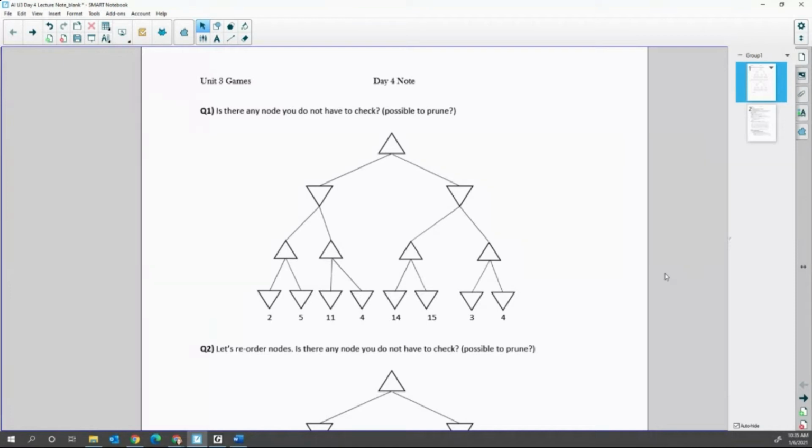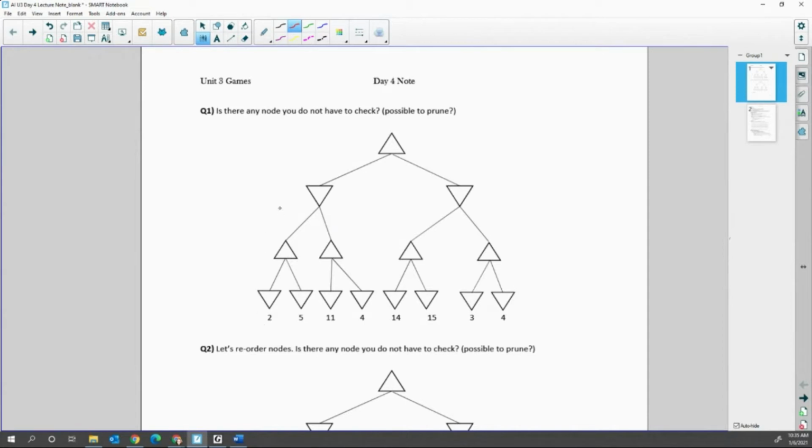So regular triangle means max node. Upside down triangle means min node. So at the max node, you are going to choose the max value among all the successors, but they're not evaluated yet. So you are going to keep following them. First, you are going to see 2.